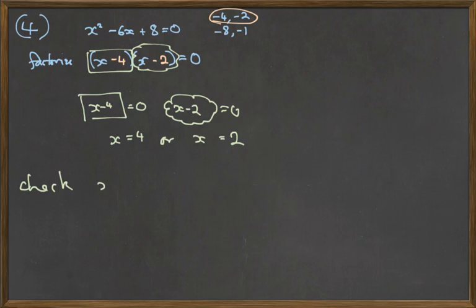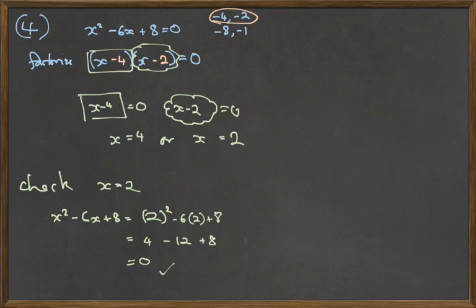I could check it. If x is 2, I'm just going to check one of them to see if it works. That means that x squared minus 6x plus 8, well, what is that when x is 2? That's 2 squared minus 6 times 2 plus 8. 2 squared is 4. Minus 6 times 2, well, that's minus 12 plus 8. That is 0. Therefore, the value of x makes sense in the original equation. Okay, I've got the solution there.